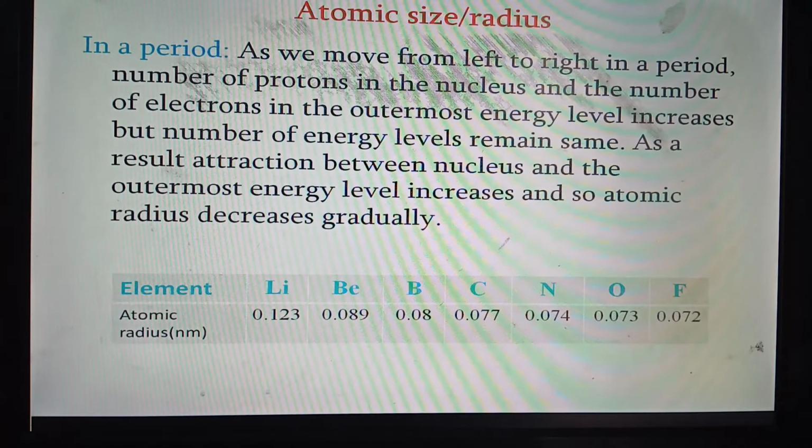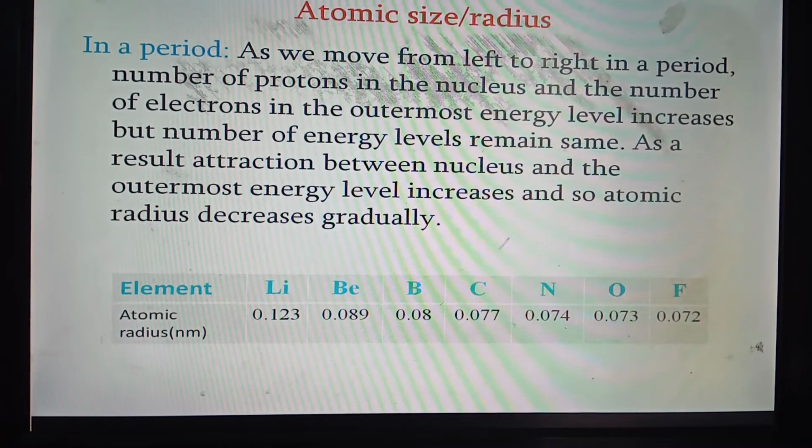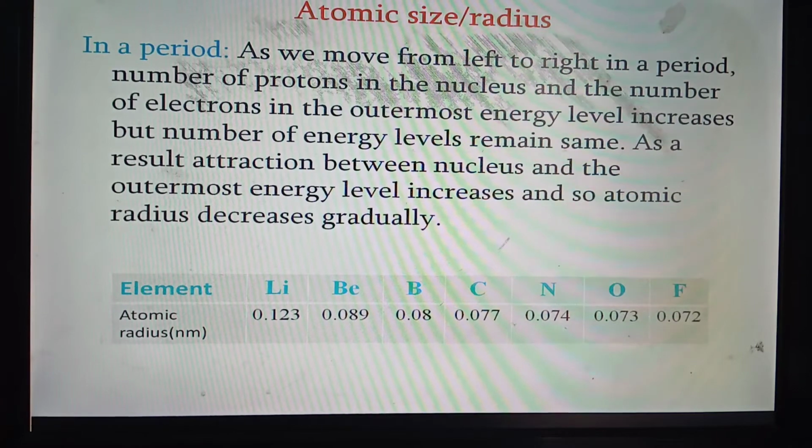At first, the atomic size or atomic radius. What is the change of atomic size in a period from left to right? As we move from left to right in a period, the number of protons in the nucleus and the number of electrons in the outermost energy level increase, but the number of energy levels remains the same. As a result, attraction between the nucleus and the outermost energy level increases, and so atomic radius decreases gradually. Let us try to understand with the example of the elements of the second period.